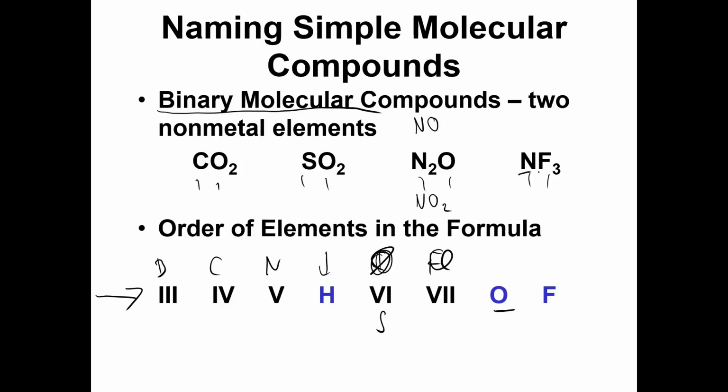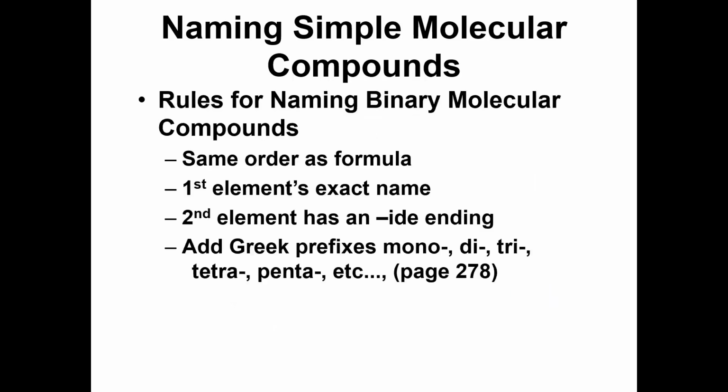That's why you get NF3. N is group 5, F is always last. S is group 6, but O always follows group 6. And so this is why we have the order that we do. So that's just an interesting little thing here.